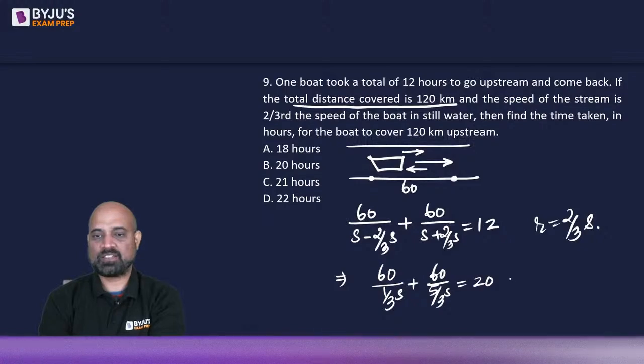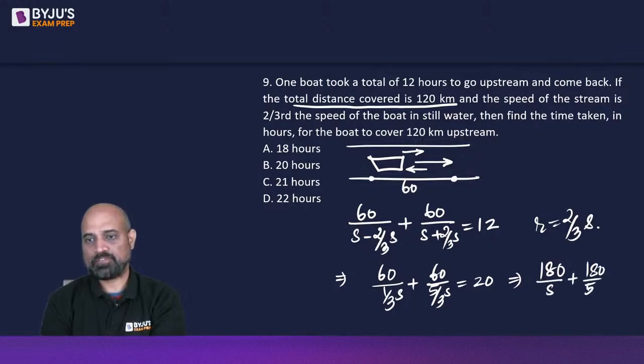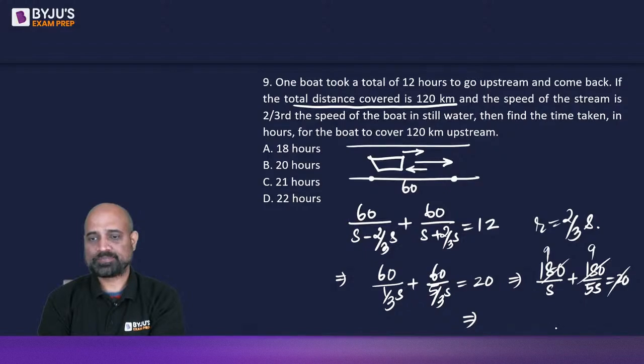We can take 3 above. We will have 180 by S plus 180 by 5S, and that gives us 20. We can cancel 20 and 180, no problem. So 20 and 180 go away. We will have 9. So 9 plus 9 by 5. So this will give us 9 times 6 by 5, and we will have S, and this is going to give us 1 here.